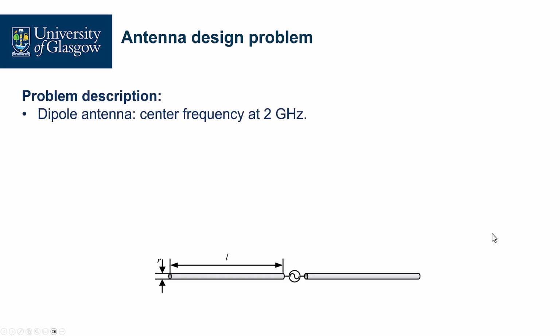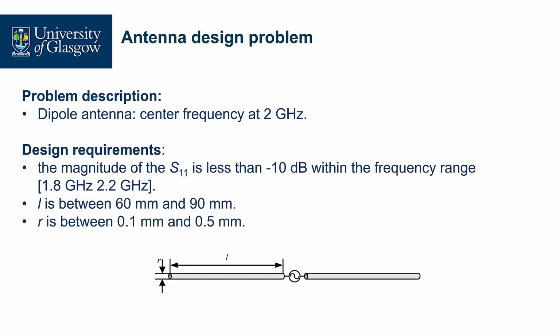For this antenna, the center frequency of the operating band is at 2 GHz. The design requirements are as follows. First, the magnitude of the S11 should be less than minus 10 dB within the operating band, 1.8 to 2.2 GHz. And for L and R, each one has a search range, right?